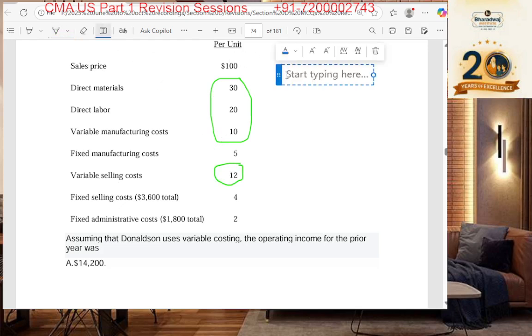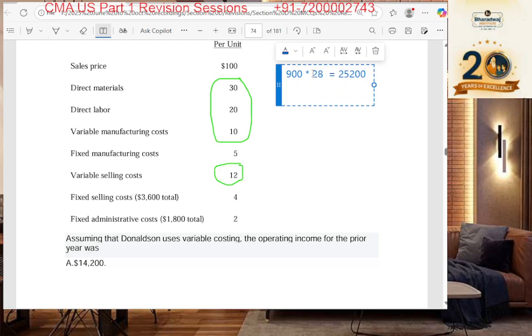900 into selling price minus variable cost. 900 into 100 selling price minus all the variable cost, how much? 72, sir. 100 minus 72, 28. What is the amount you are getting?